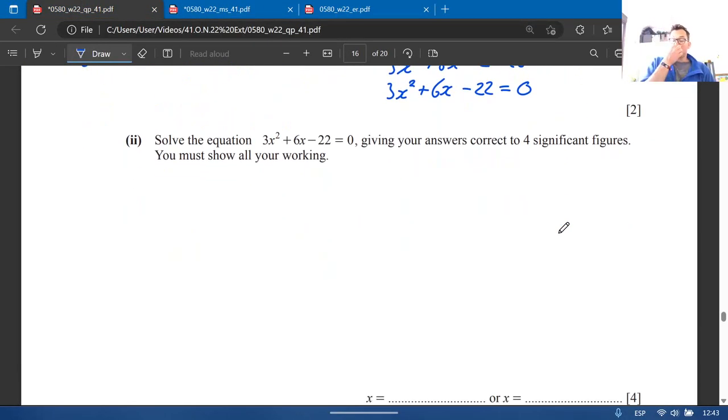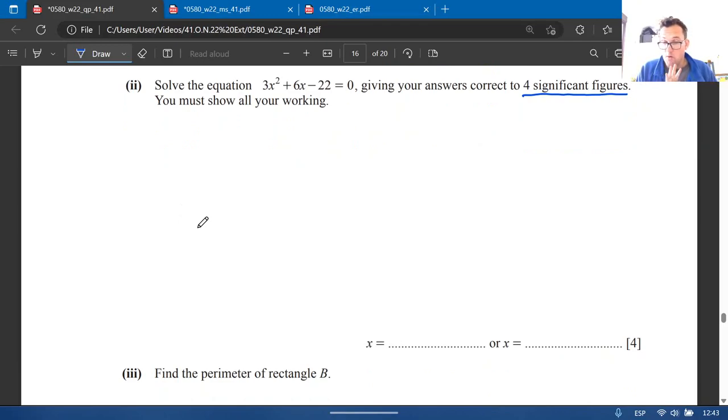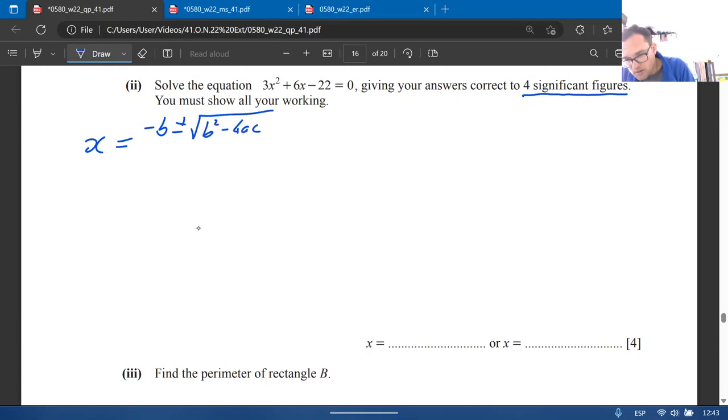Solve the equation, giving your answers correct to four significant figures. So the moment you see that, you know, all right, this is a quadratic equation. I need to solve it. I can't factorize it because I'm going to have decimal answers. There's only one way to do this, and that is the quadratic formula. Okay, which means x equals minus b plus or minus the square root of b squared minus 4ac, over 2a. Memorize that. In this equation, a equals 3, b equals 6, and c equals minus 22.